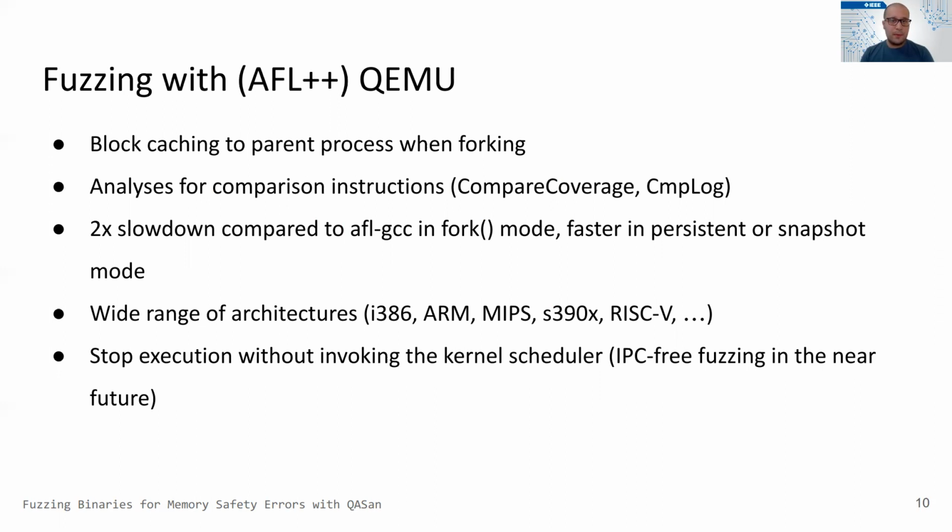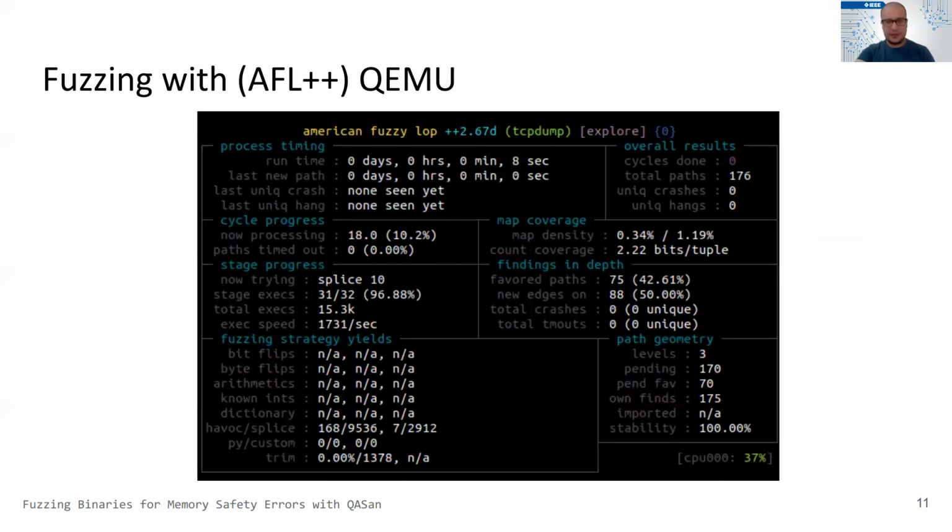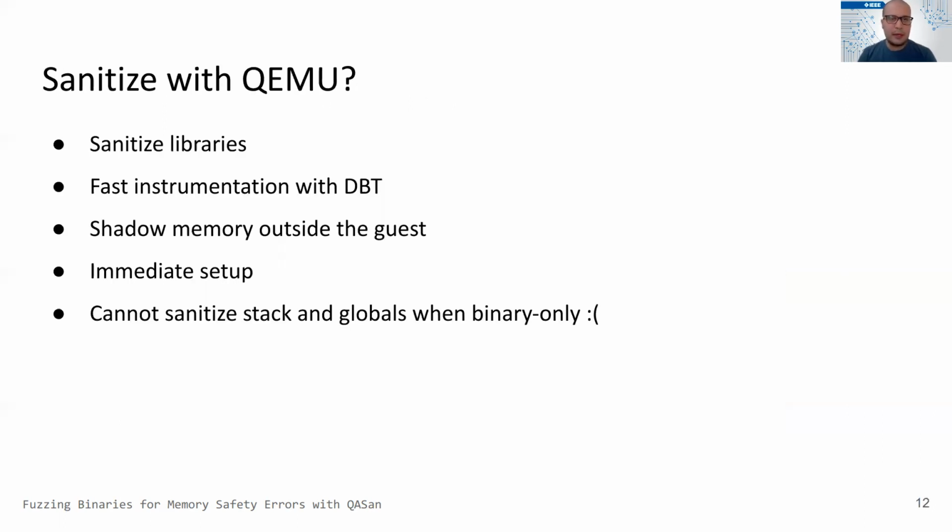In AFL++ QEMU, there is also some analysis included for comparison instructions to bypass these roadblocks in fuzzing. And a nice feature of emulation is that it can potentially be faster than source-based fuzzing, because to stop or restart a process, there is no need to use the kernel, which is a bottleneck. But yeah, this is a screenshot of AFL++ QEMU. As you can see, the speed is nice. But we cannot, at the moment, sanitize binaries with QEMU.